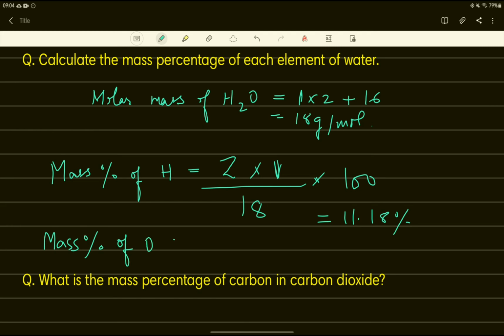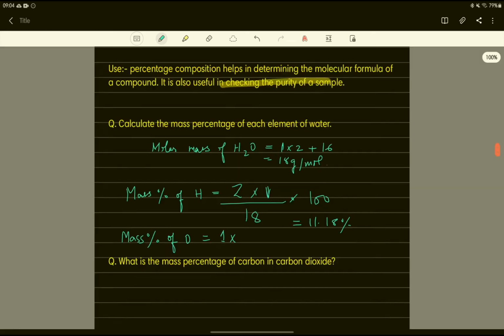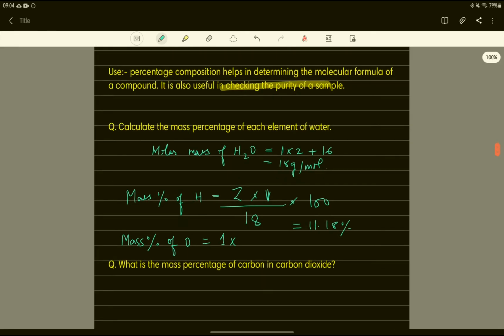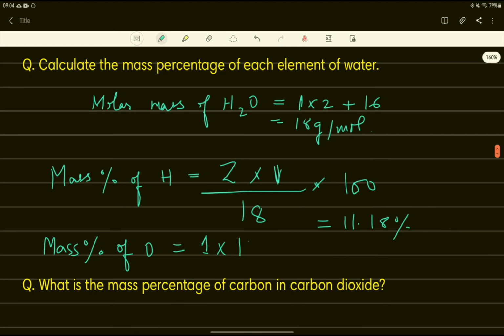Now similarly, calculate the mass percentage of oxygen. How many oxygen atoms are there? 1, into the atomic mass of oxygen, that is 16, divided by the molar mass of water. So it is equal to 88.79%. This is how you are going to calculate the mass percentage of each element.